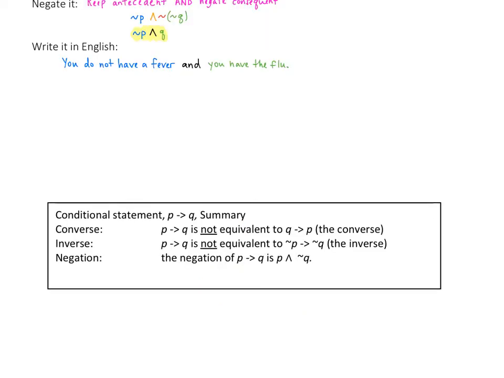Just a reminder in this table at the bottom, if we have our conditional statement P implies Q and we're talking about the converse, P implies Q is not equivalent to Q implies P. That's our converse. Or our inverse, P implies Q is not equivalent to not P implies not Q. But the negation of P implies Q is P and not Q.